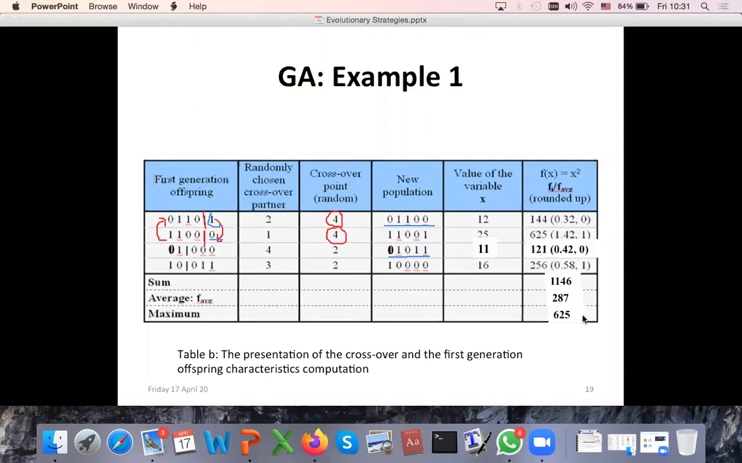And then 144 divided by this f average, according to this formula, I am getting 0.32, and similarly other values. And then I have to round these values up. So for example, after rounding it up, I will get 0, 1, and then 0, and this is 1 after rounding it up.